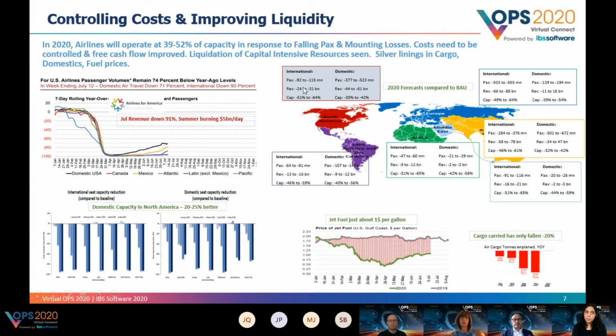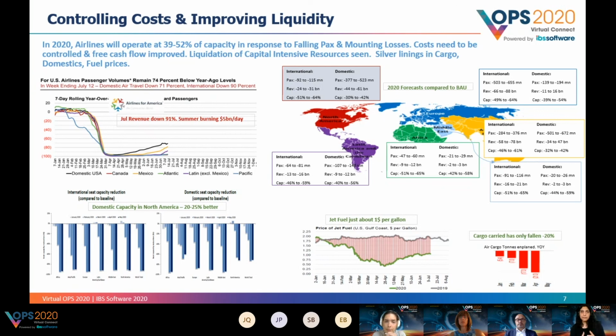Overall, in the globe, we are seeing that compared to business as usual, ICAO and IATA are saying that to respond to these kinds of passenger falls and revenue falls, the capacity that airlines provide would fall between 39 to 52%. That's the full forecast for 2020, not the snapshot forecast.